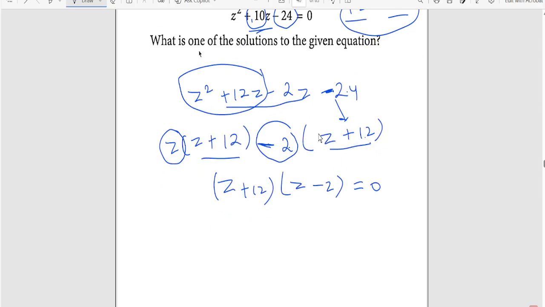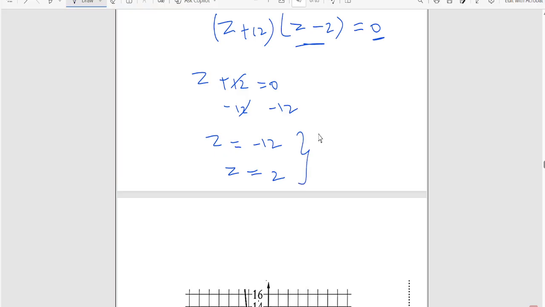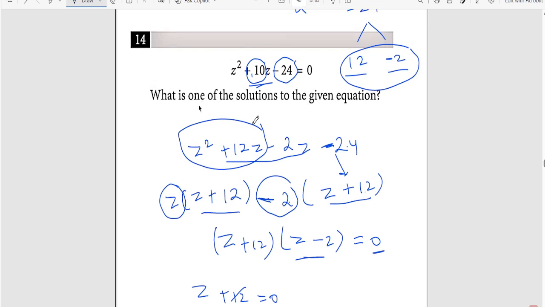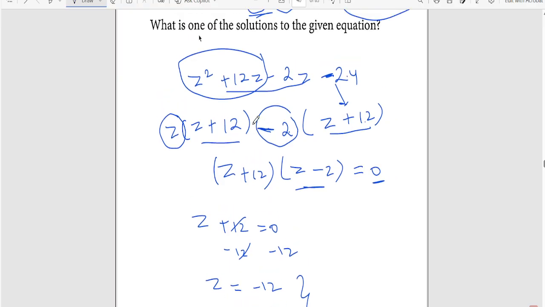Now we equate both of them to 0. So z plus 12 equals 0. If you subtract 12 from both sides, you get z equals negative 12. From the second one, if you equate z minus 2 with 0, you will get z equals 2, right? Because this is negative 2, it will become positive 2. So these are the solutions. It was asking for the solution. Okay, that's how you can solve it.